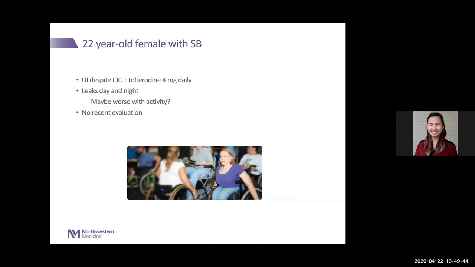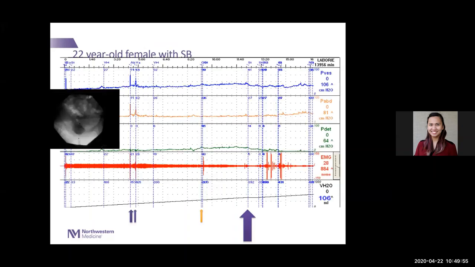She doesn't have a recent evaluation. She moved to Chicago 5 years ago and hasn't really established with anyone. She's too old to go to the children's hospital, they don't want her. So let's look at this tracing.